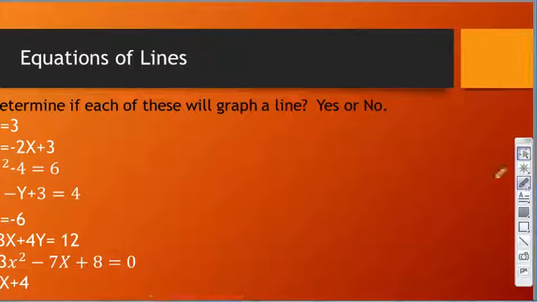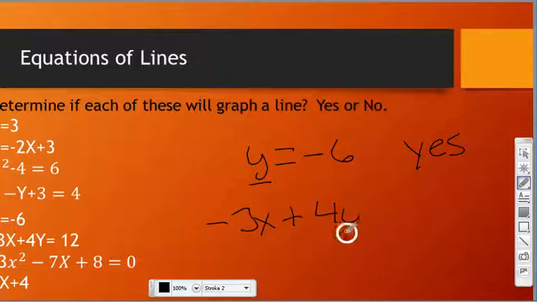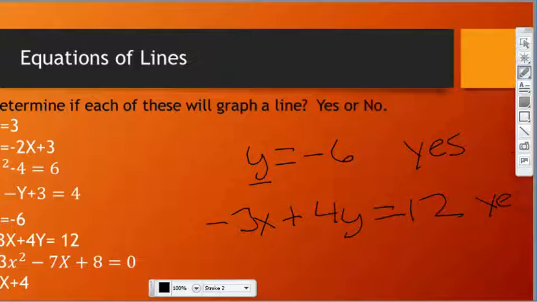For the next one, y equals negative 6. This one is yes. It has one variable y, but the y has not been raised to a power higher than 1, and it's not in the denominator of a fraction. The next one says negative 3x plus 4y equals 12, and we would say yes, this is a linear equation. It has two variables, neither of which are raised to a power higher than 1, and there are no variables in the denominator.